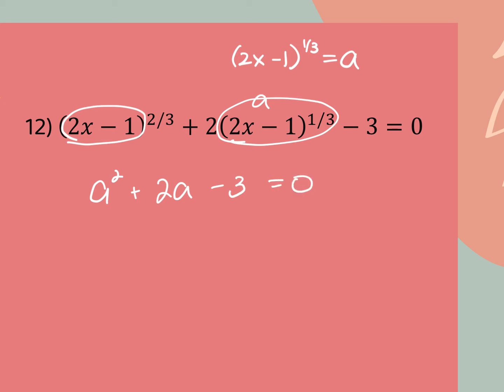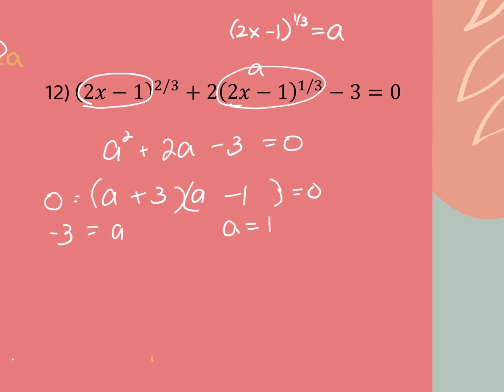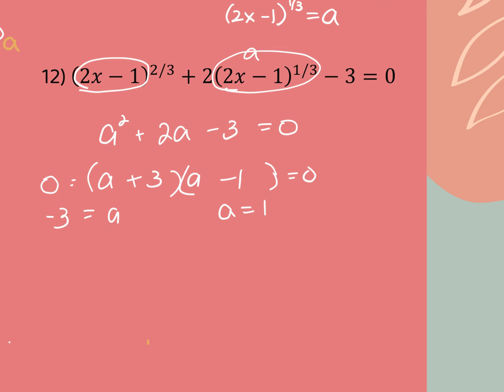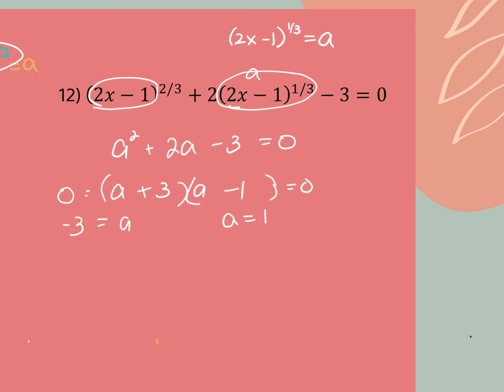So there was a coefficient on the front of that parentheses. I have to make sure it stays. Factors of negative 3 that sum to positive 2. Good. Split and solve. A equals negative 3. A equals positive 1. And then I need to replace the a with what we took out. So 2x minus 1 to the 1/3 equals negative 3, and 2x minus 1 to the 1/3 equals positive 1.